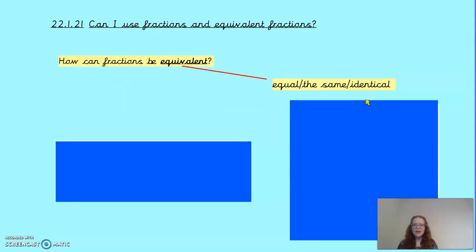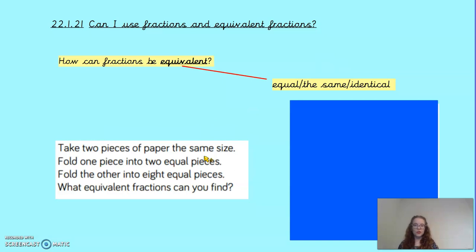Okay, so now the next question is, how can fractions be equivalent? And what does equivalent mean? Well, you can see I've pulled it out here. Equivalent means equal to, the same as, or identical. So how can 2 different looking fractions mean the same thing? Well, what I'd like you to do is to find 2 pieces of paper, and then I will show you.